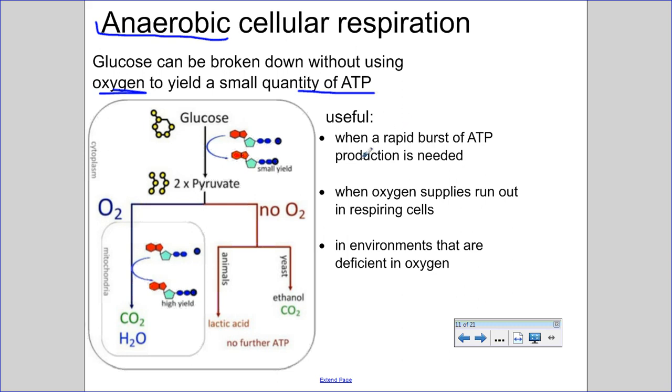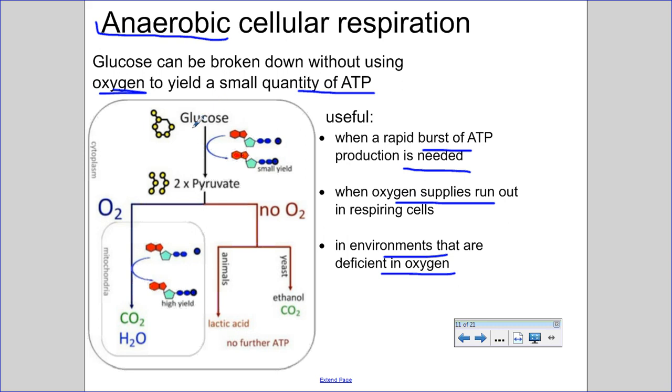This can also be useful when a rapid burst of ATP production is needed. So if a sudden supply of energy is needed, but not enough oxygen is there, a cell can use this alternative process to generate the necessary energy that it needs. It's also useful when oxygen supplies run out in respiring cells, or in environments that are deficient in oxygen. And the diagram here just shows where anaerobic respiration would occur.